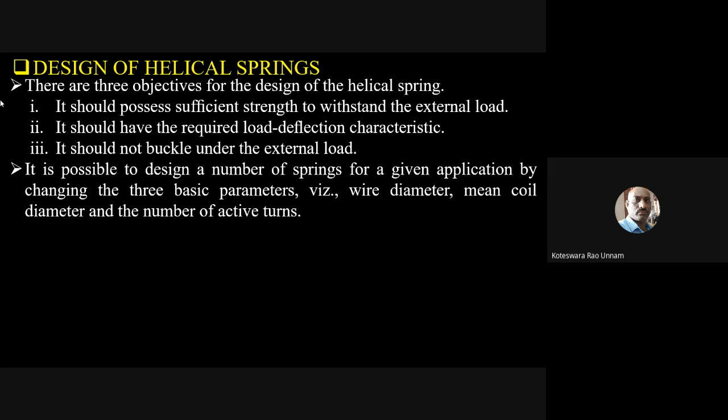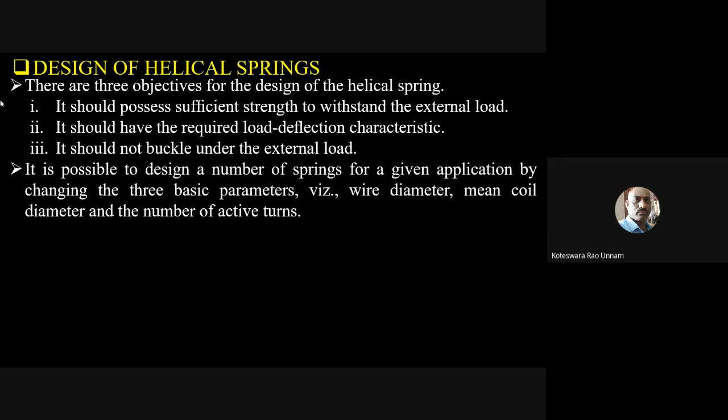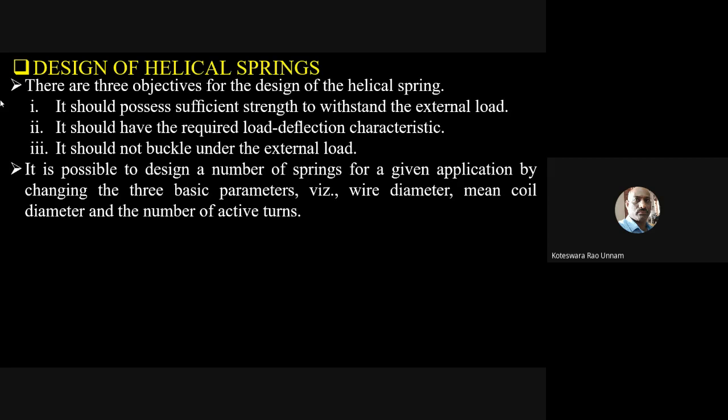For the same application, I can design different types of springs. Different in the sense that the spring is going to be a helical spring only, but by changing the three different parameters, I can have different designs for the same application. What are those three parameters? One is wire diameter, then mean coil diameter, and then number of active turns. In design of helical springs, these three parameters play a vital role. You need to design only these three parameters for a spring.